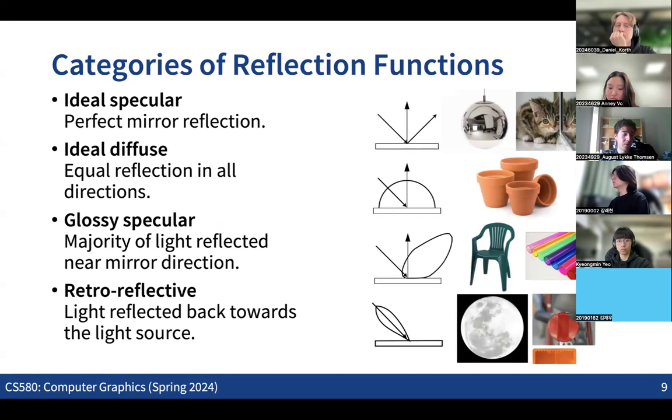This is a characteristic that we can see for materials like metals, right? So this is the case where we have specular reflection.